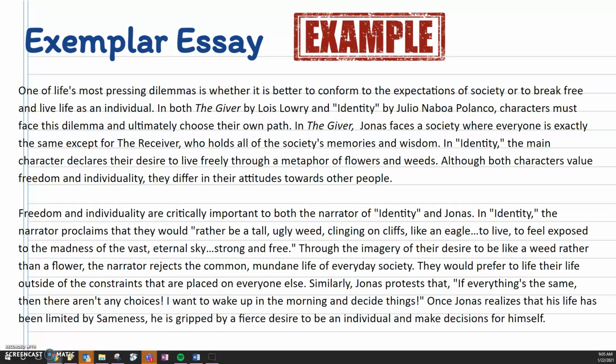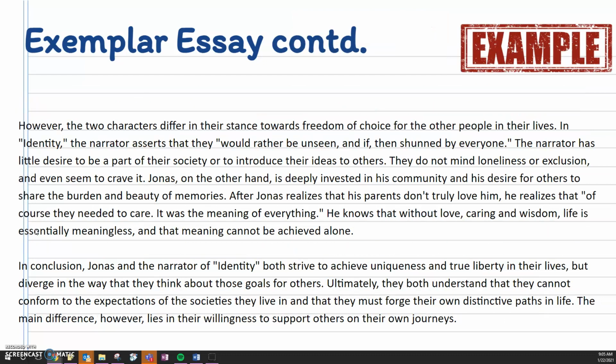If you'd like to read an exemplar essay, you can do so now on the screen. Pause the video to read. Here's the next part of the essay. Pause the video to read it.